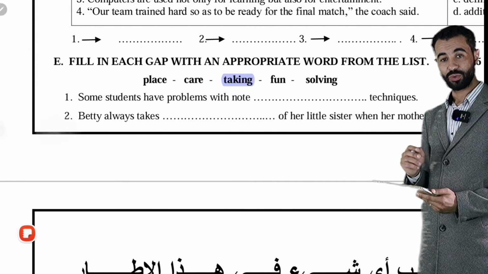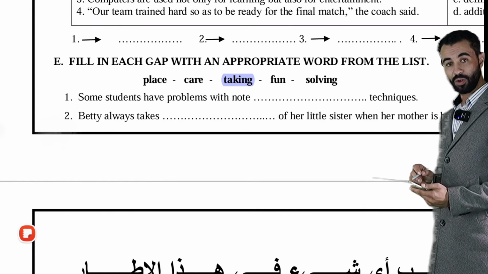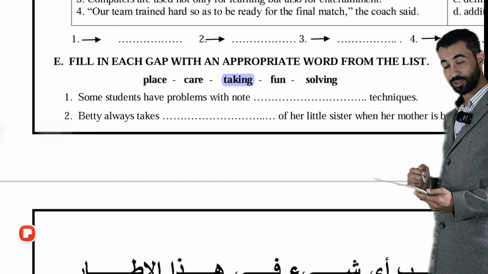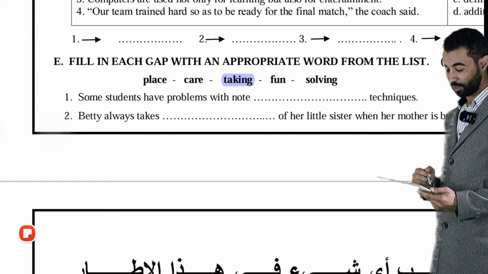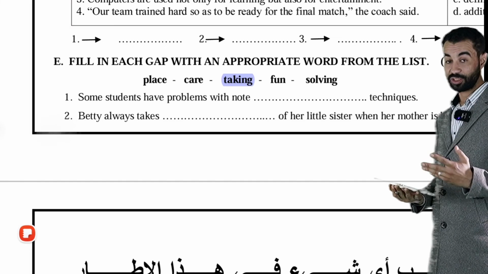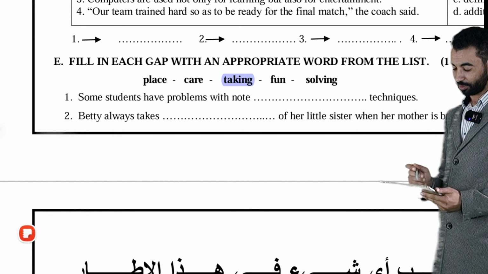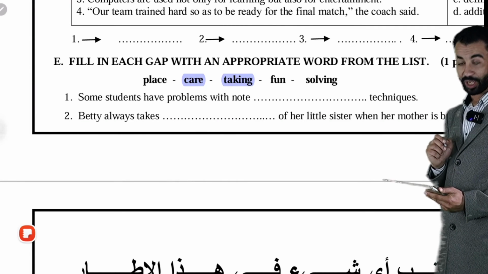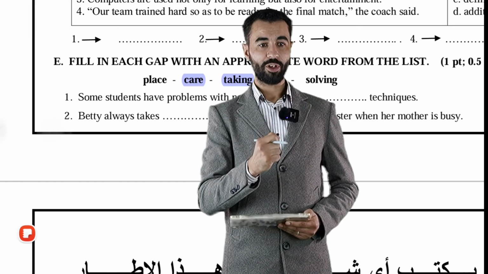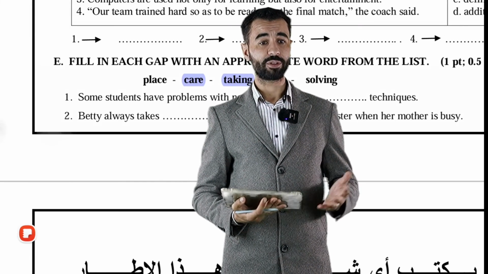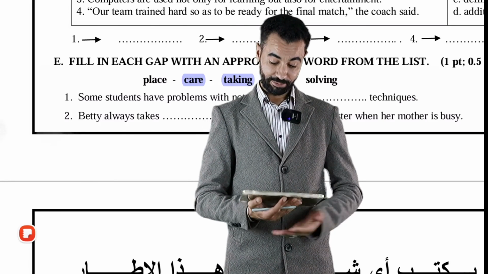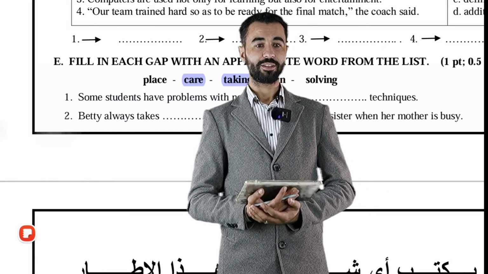This is one of the collocations we have seen along the year. Betty always takes off her little sister when her mother is busy. Takes place of her sister? Not really. Takes fun? That does not make sense. Takes care. Yes, that's the right one. So taking care of somebody is when you look after somebody. For example, you are in a position now where you can take care of your little brothers and sisters. Sometimes you can take care even of your parents when they are in need.